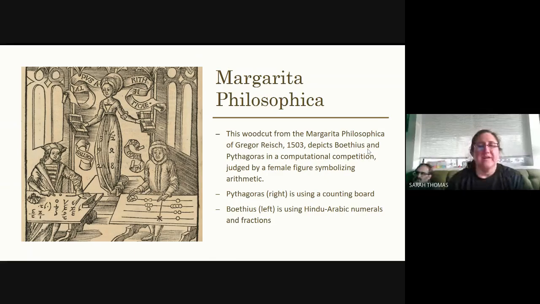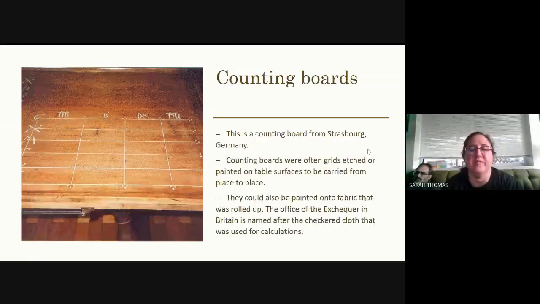So this is a counting board. Let's take a look at what counting boards can do. These are grids that are etched or painted on table surfaces, or you can carry them from place to place. You could also draw this grid on a piece of fabric and then roll that up and take it with you. Once you roll it up, all your counters are going to move to different places, so you can't preserve a value that way, but you can do the computation that way. In fact, the Office of the Exchequer is what it is because they used a cloth abacus, a cloth counting board, and it was kind of checkered.